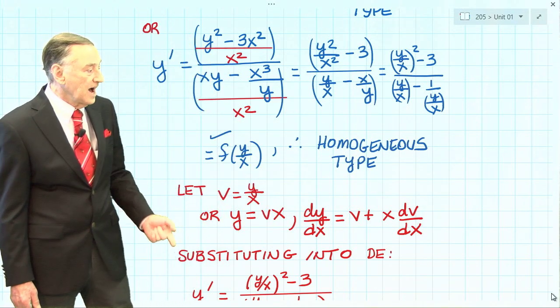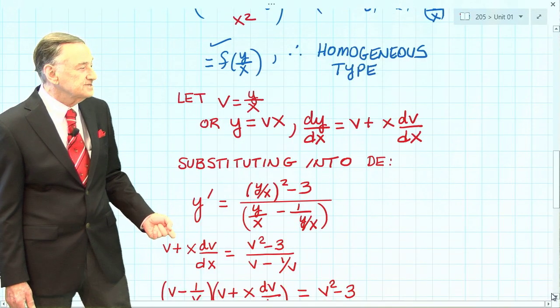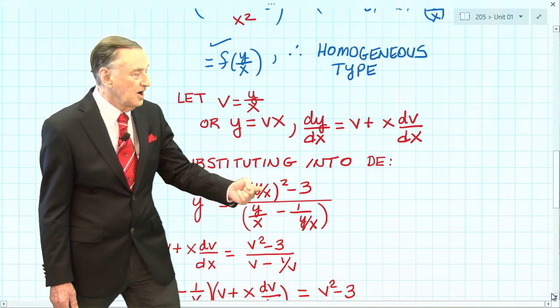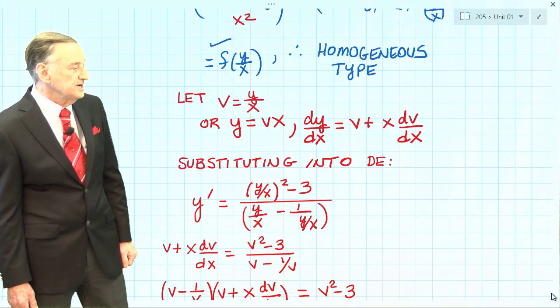And again we get what I mentioned at the beginning here, dy/dx, first times derivative of the second plus second times derivative of the first. We replace y prime with v plus x dv/dx, and we replace the y over x with v, and we get the form that you see right here.